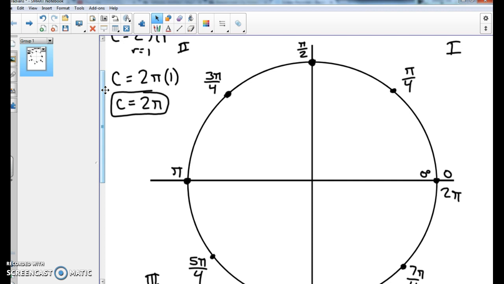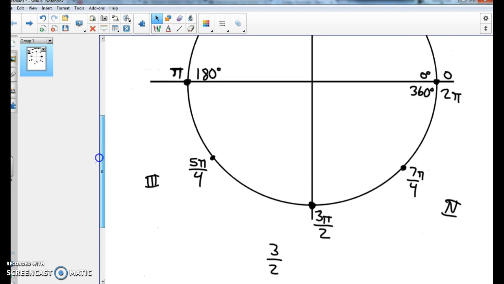Obviously we started with 0, 2 pi, and pi, and we've gone from there. Think about these in terms of degrees though. I started off by saying 0 radians is 0 degrees. That would make 2 pi radians 360 degrees. And at the halfway point around the circle, the pi radians as degrees, that would be 180 degrees. Pi over 2, 90 degrees. And at the bottom of the circle, 3 pi over 2 is 270 degrees.